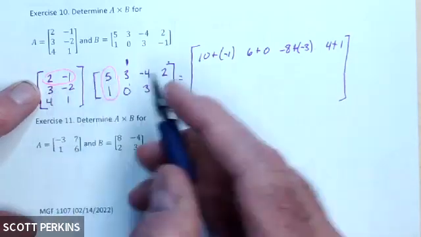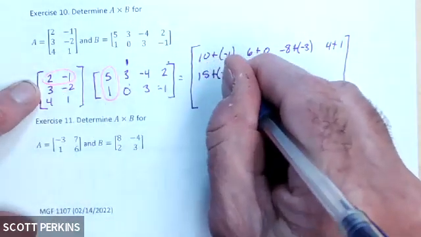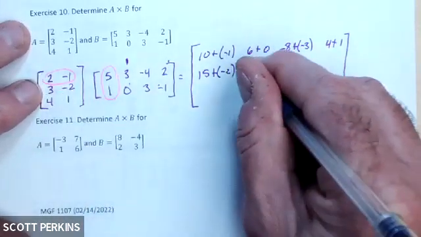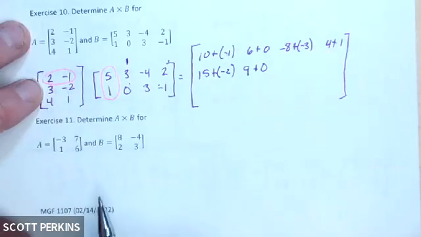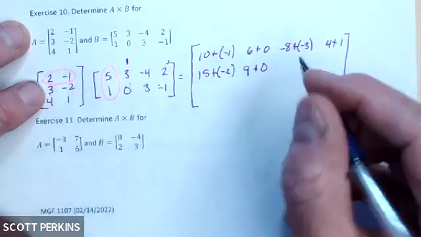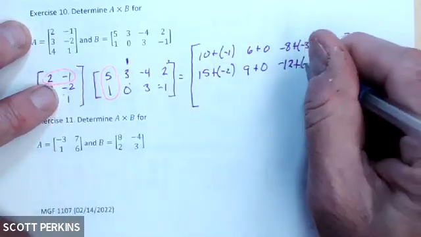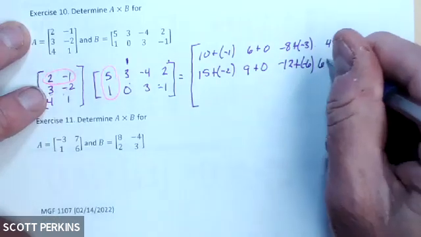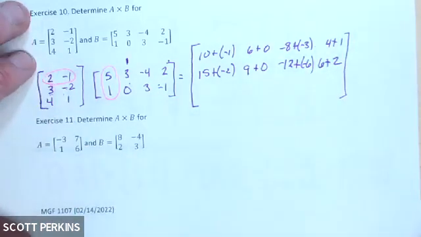So 3 times 5 is 15. -2 times 1 is -2. Then I go to column 2. 3 times 3 is 9, and then -2 times 0 is 0. Then the third column, 3 times -4 is -12, and then -2 times 3 is -6. And last but not least, 3 times 2 is 6, and then -2 times -1 is +2. And there's my second row.